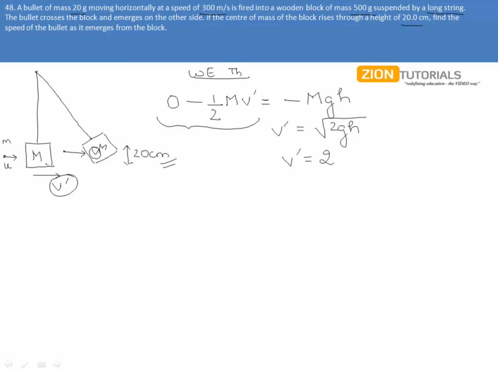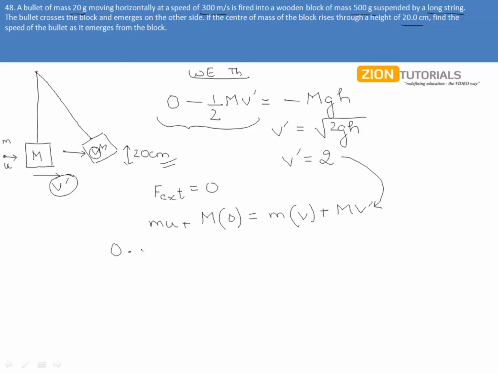And we all know that on the system consisting of this bullet and this block of mass capital M, there is no external force. And since the external force is 0, we can easily conserve momentum. And with that we can write mass of the bullet into its initial velocity plus mass of block into its initial velocity equals mass of bullet into its final velocity plus mass of the block into its final velocity v dash.